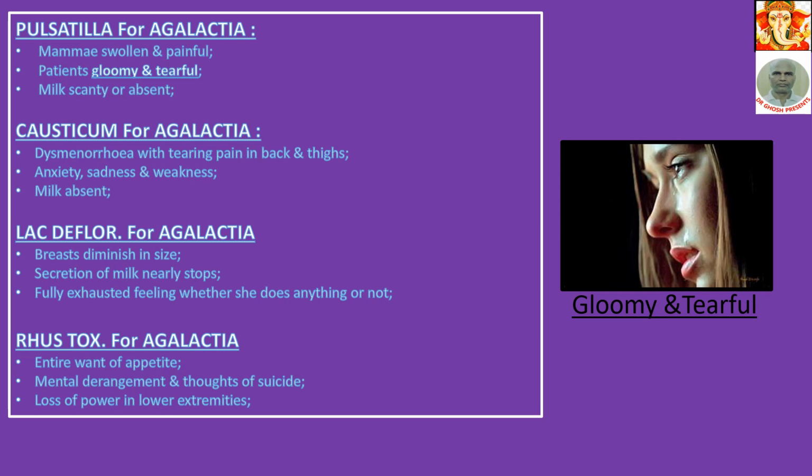Causticum for Agalactia. Dysmenorrhea with tearing pain in back and thighs. Anxiety, sadness and weakness. Milk absent. Lac defloratum for Agalactia. Breasts diminish in size. Secretion of milk nearly stops.